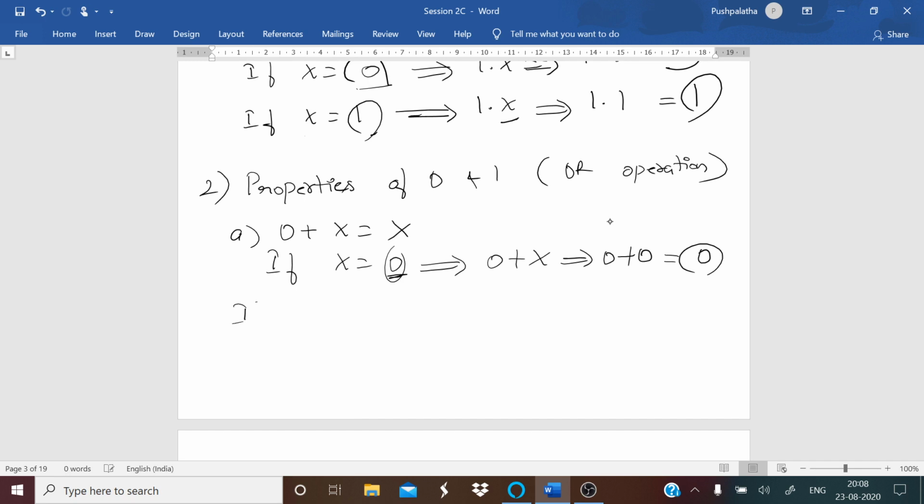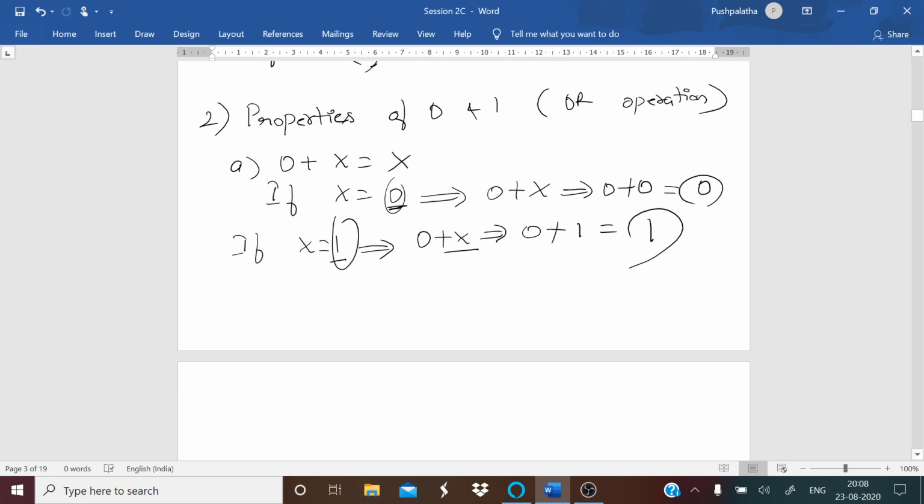Yes. Then if x is equal to 1, then 0 plus x becomes 0 plus, instead of x you substitute the value 1, that is 0 plus 1 equals 1. So this remains the same, hence proved. 0 plus x is x, whatever the value of x is.